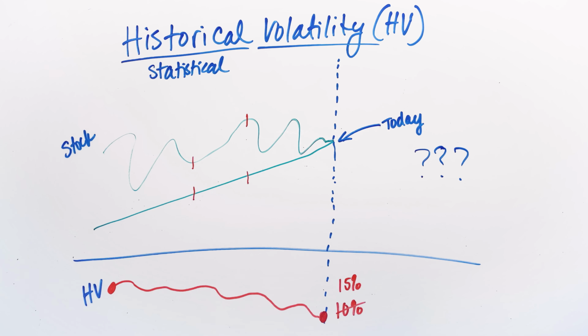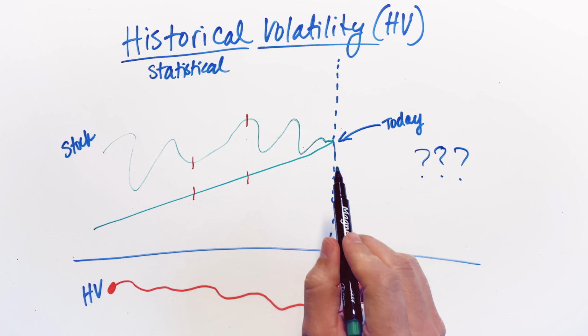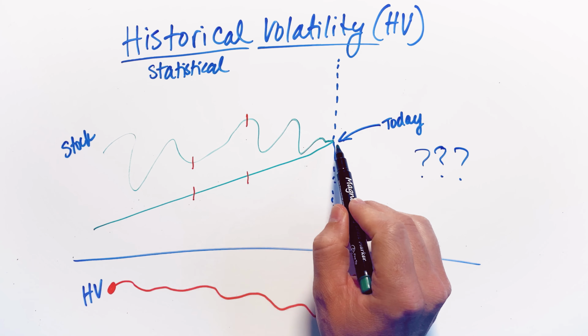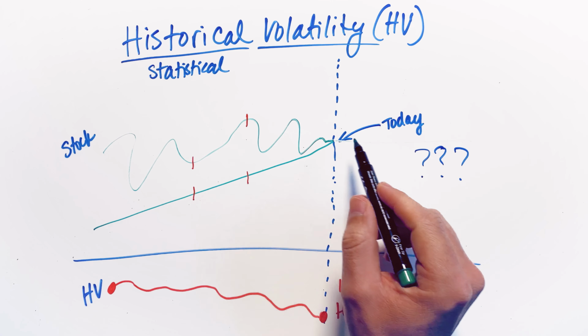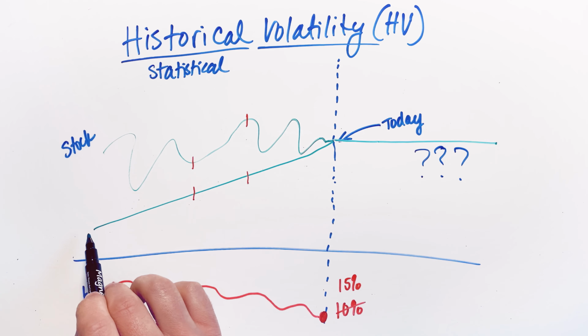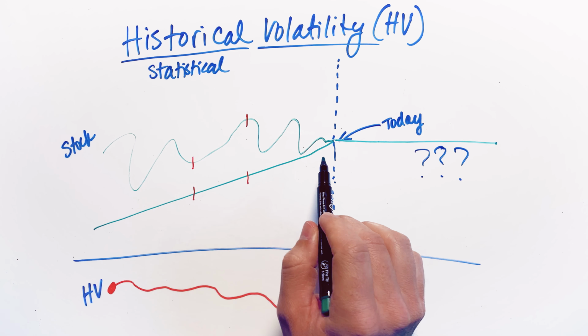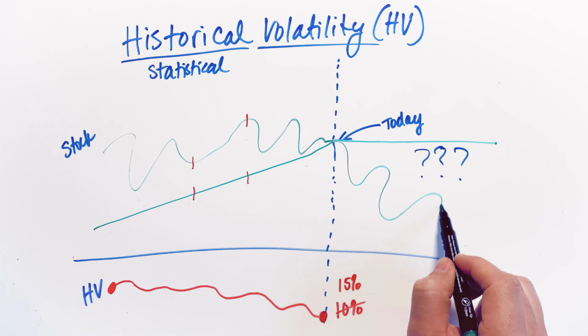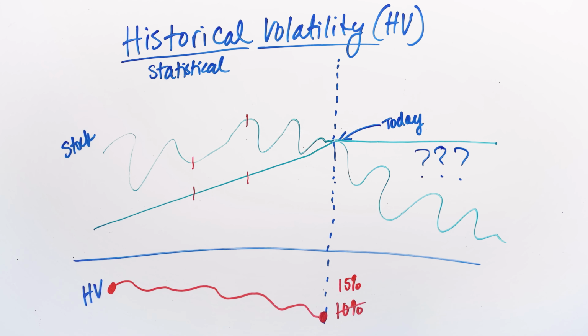But that definitely doesn't mean that a stock couldn't change direction. In this case, the one that's really jagged becomes very, very flat after today. For some reason it just starts trading absolutely sideways. And the one that seemed like it had really low historical volatility starts trading all over the place as it moves forward. So anything can happen from today forward. Again, this historical volatility just tells us how volatile the stock has been in the past.